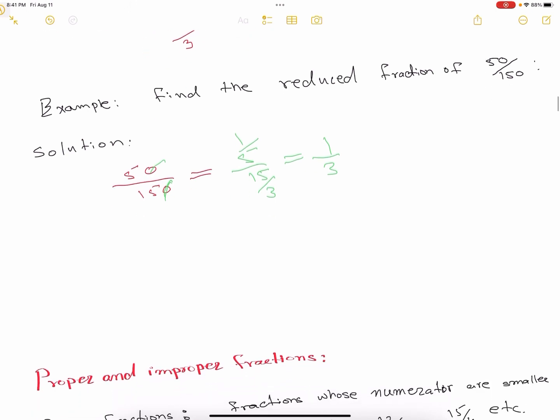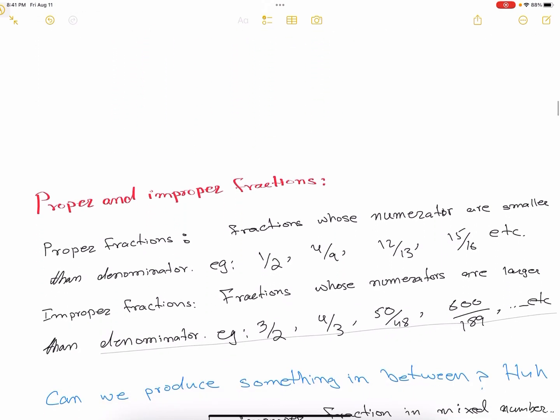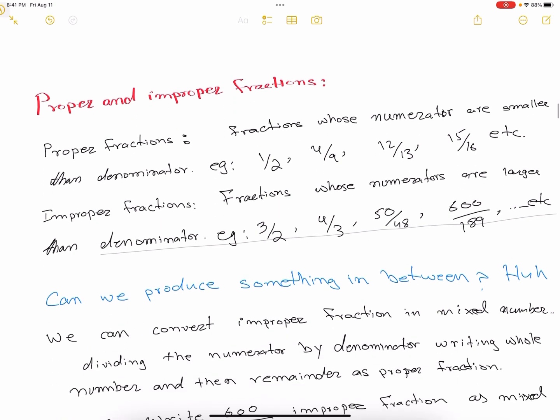Yes. So that's the equivalent fraction there. Okay, we can move on to fraction types. We have proper fractions, improper fractions, and mixed fractions too, or mixed numbers, we can say.